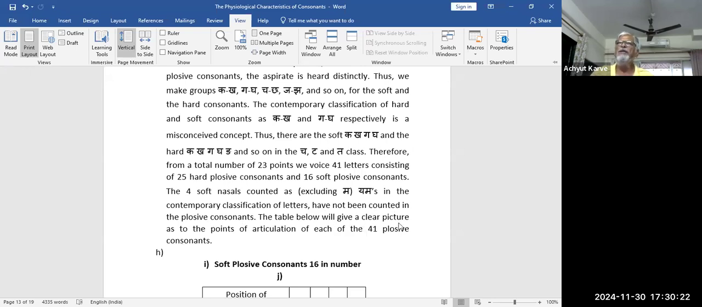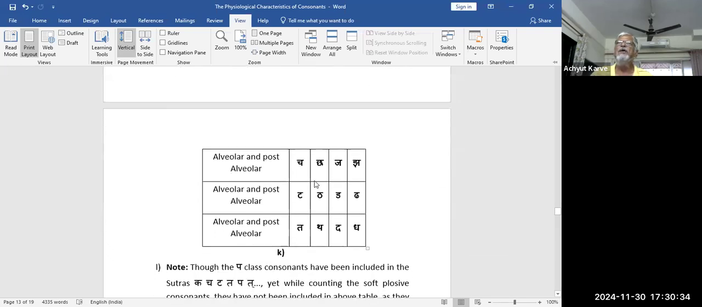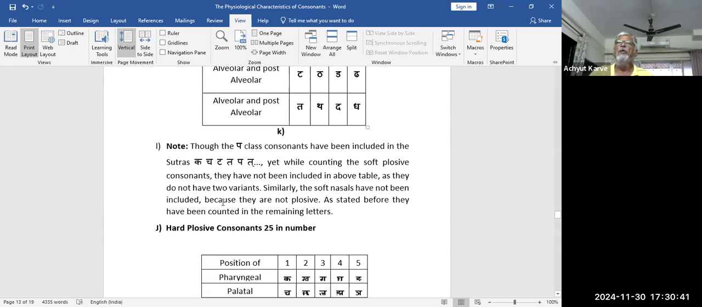The table below will give a clear picture as to the points of articulation of each of the 41 plosive consonants. So here I have said articulation velar, ka, kha, ga, gha. This is soft. Cha, chha, ja, jha. Alveolar, post-alveolar. Ta, tha, da, dha. Though pa class consonants have been included in the sutras ka, cha, ta, ta, pa, yet while counting the soft plosive consonants, they have not been included in the above table, as they do not have 2 variants.